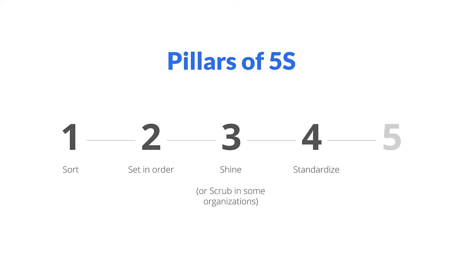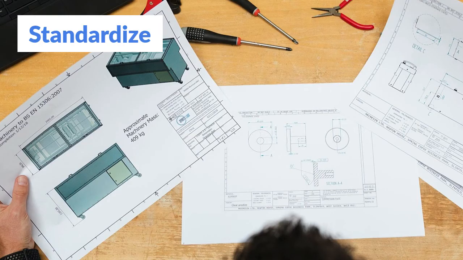Next up is standardize. Once the first three steps are complete, the standardize step combines the routine activities from all three steps into a more complete plan. The goal of the standardize step is that everything you need to do to maintain sorting, order, and shining are planned. Sorting might be done daily as people remove unnecessary items from the workplace.